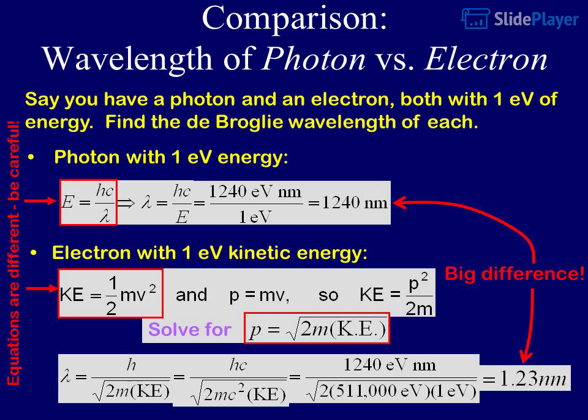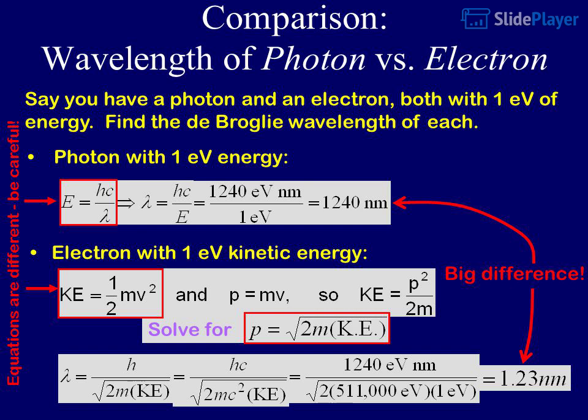Comparison: wavelength of photon versus electron. Say you have a photon and an electron, both with 1 electron volt of energy. Find the De Broglie wavelength of each. The equations are different, so be careful. Photon with 1 electron volt energy. Big difference. Electron with 1 electron volt kinetic energy.